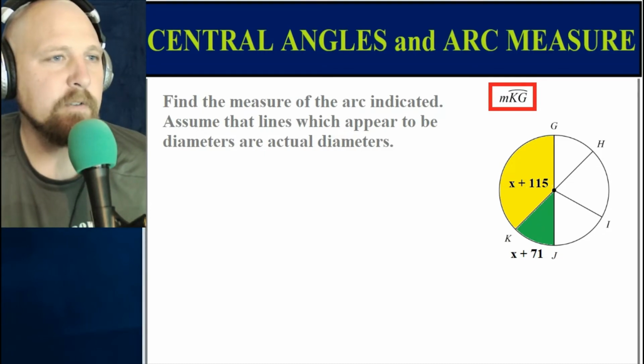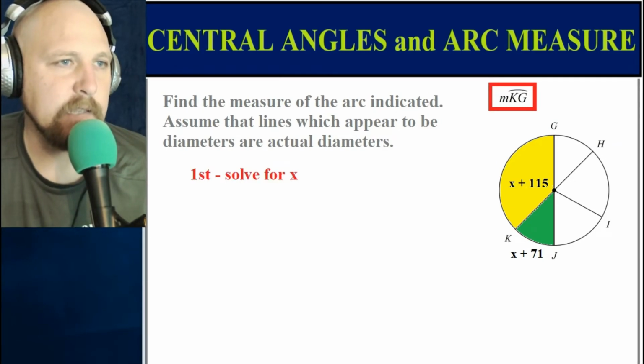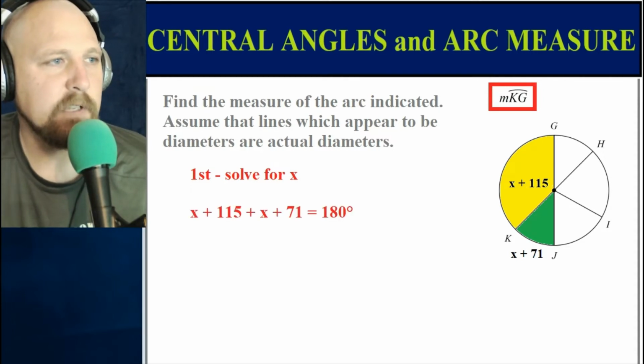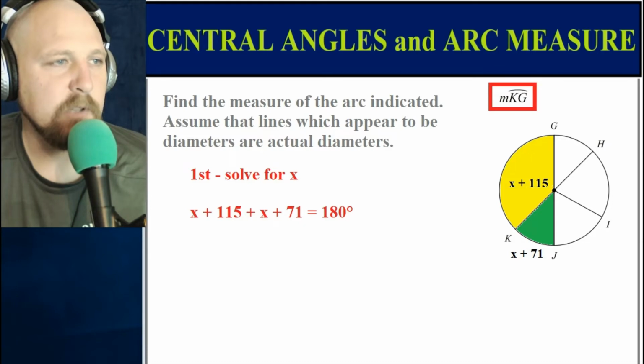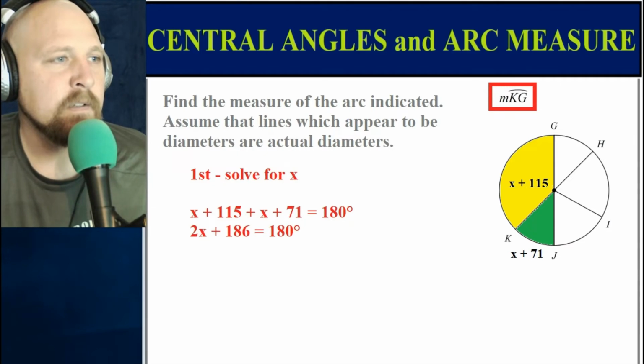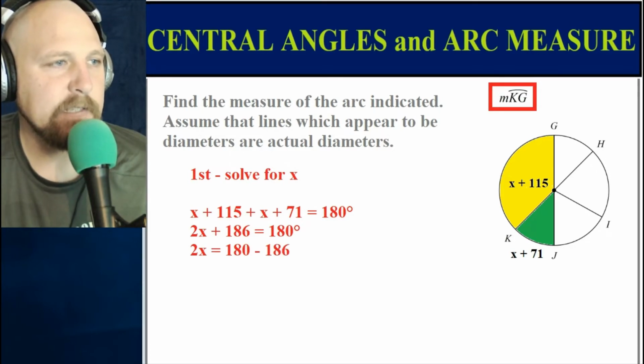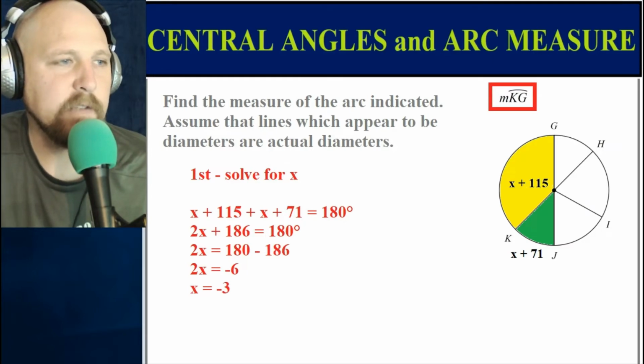The first thing that we need to do is solve for x. So in order to do that, we know that the yellow and the green sections that we've highlighted are 180 degrees. So we take x plus 115 plus x plus 71, and that equals 180 degrees. Combine your like terms, you get 2x plus 186 equals 180. Subtract 186 from both sides, which makes 2x equals 180 minus 186. Simplify, you get 2x equals negative 6, and then x equals negative 3 when you divide by 2.